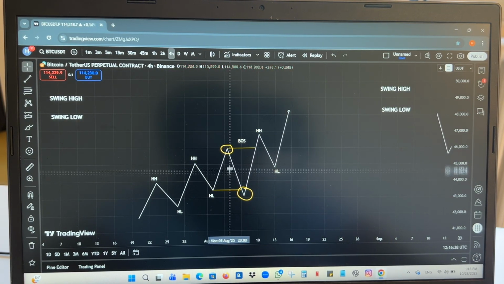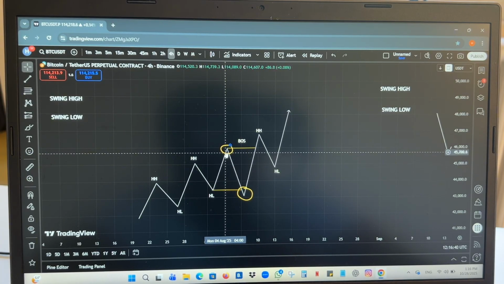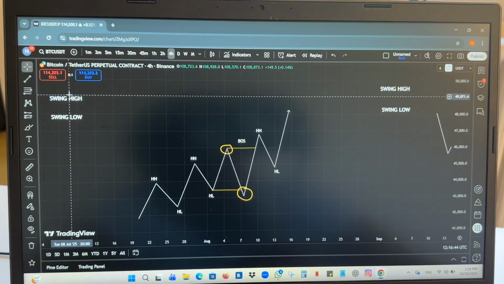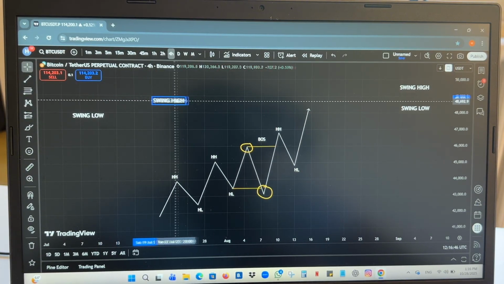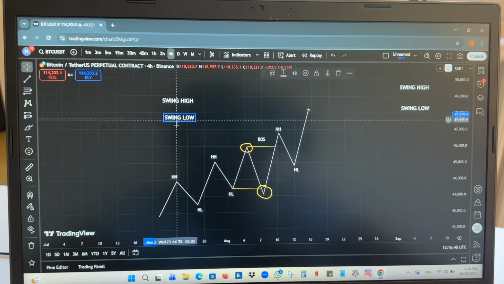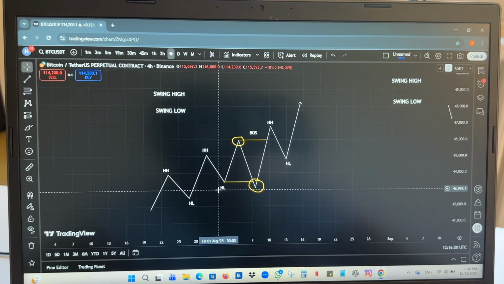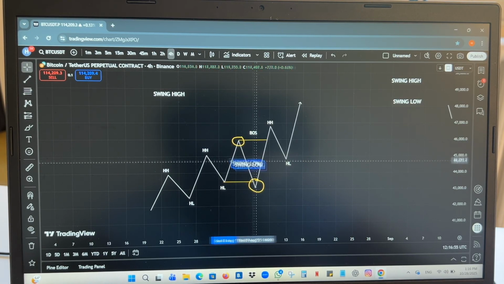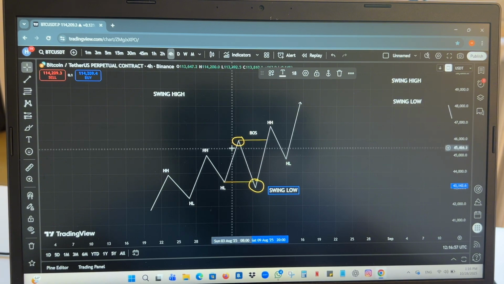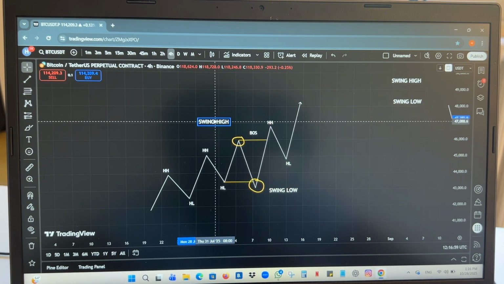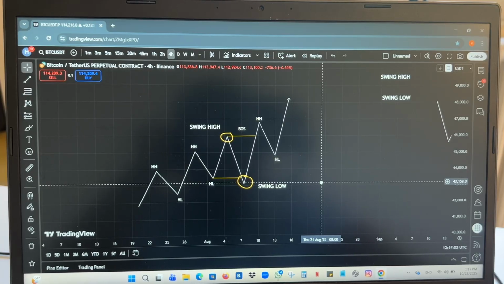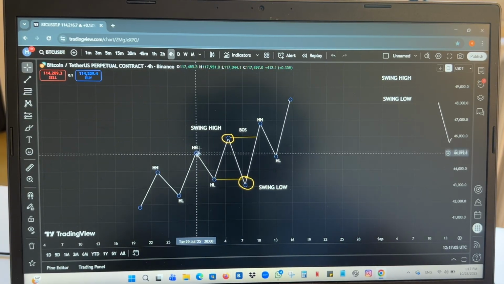Okay, as you guys can see, it went and hunted this low. Swing high, we're talking about a high. Swing low is when we're talking about a low. So this higher low is going to be a swing low, and this high is going to be a swing high. So how you identify those, let me talk about that as well.